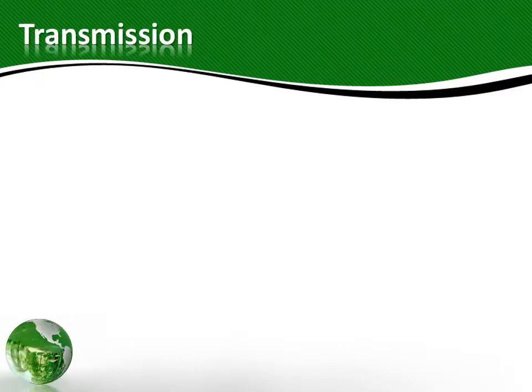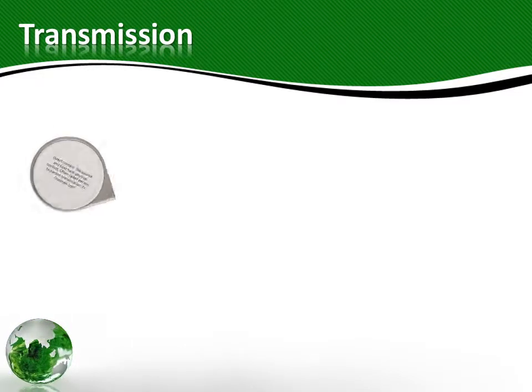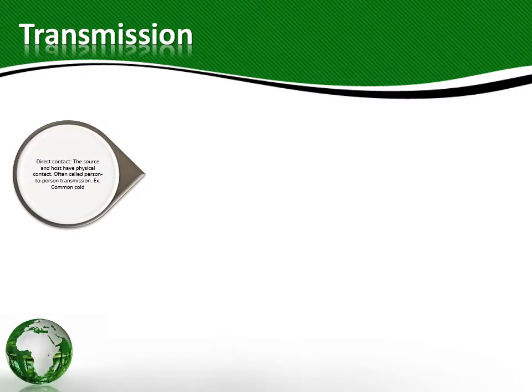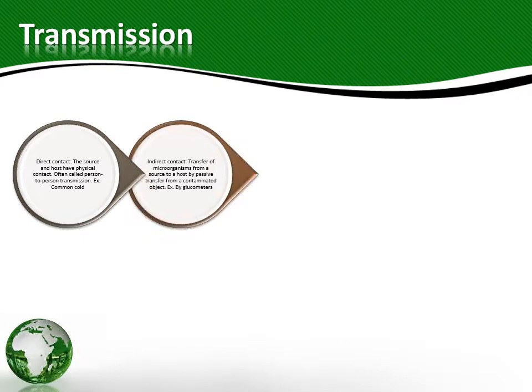Okay, so now we're going to discuss transmission of infections. Direct contact is when the source and host have actual physical contact, often called person-to-person transmission. An example could be the common cold. Then we have indirect contact. This is a transfer of microorganisms from a source to a host by passive transfer from a contaminated object. Such an object could be a glucometer.